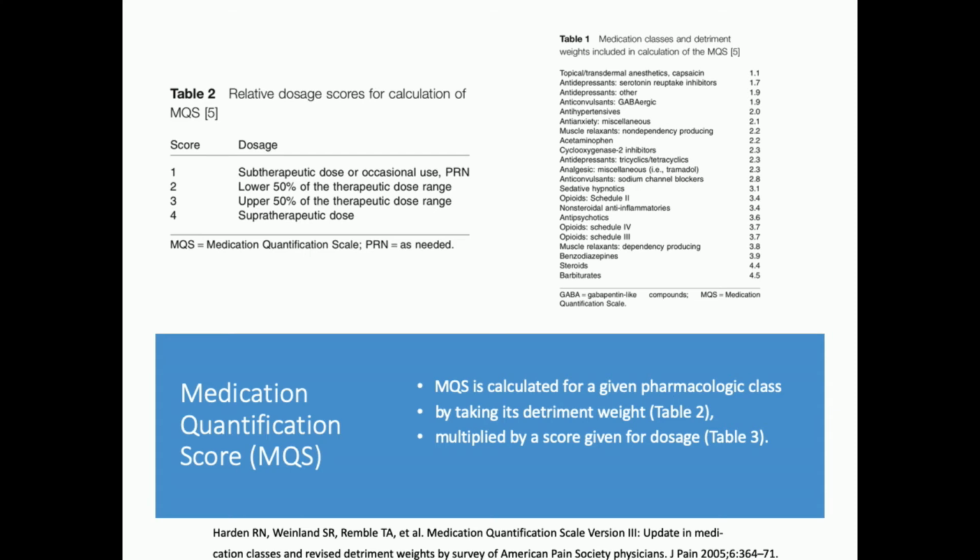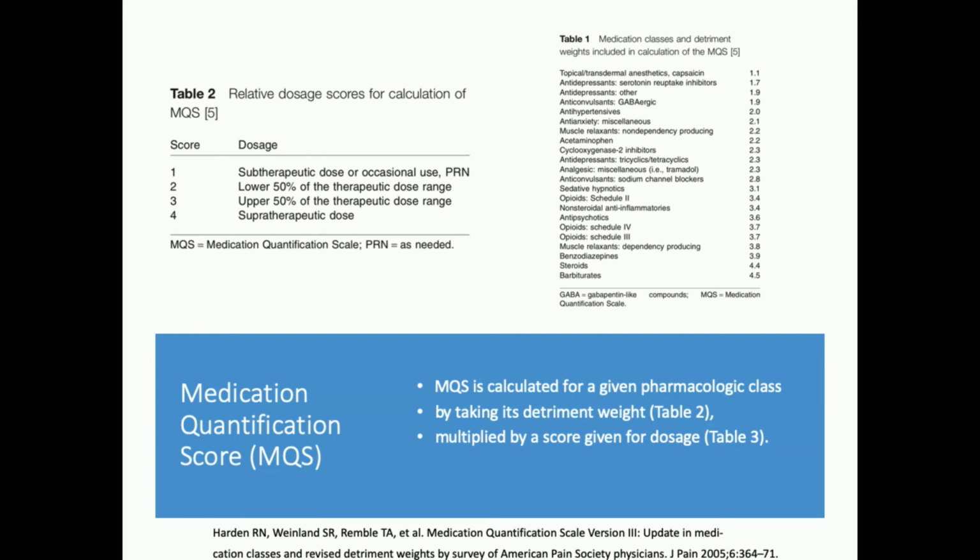So the other factor that we wanted to understand is whether cannabis is helpful to decrease the medication burden. And how do we calculate this medication burden? We use the Medication Quantification Score. It's quite an interesting tool which looks at both the weight, they call it the detriment weight for each medication.